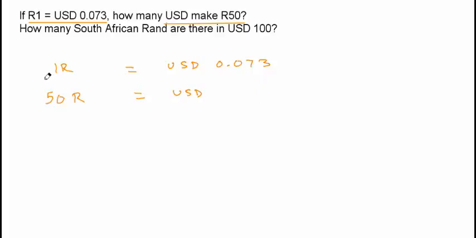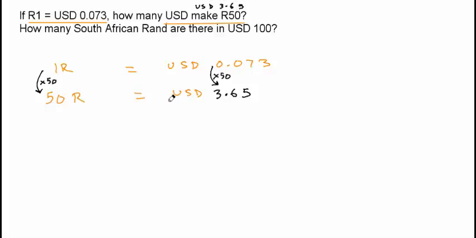So all you need to do is, because this has been multiplied with 50, you multiply this with 50 as well to get the answer. So if 1 rand is this much amount of USD, 50 rand is going to be, I guess, 3.65 USD. And that answers the first part. How many USD make 50 rand? USD 3.65.